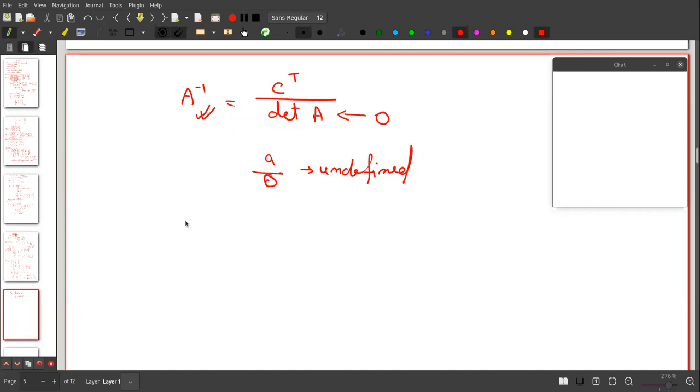So what I suggest is that before calculating the cofactor, you first calculate the determinant and see if the determinant of the matrix is 0 or non-zero. If it's non-zero, then you should proceed, because there is no way to calculate the inverse if the determinant itself is 0. Okay, am I clear?